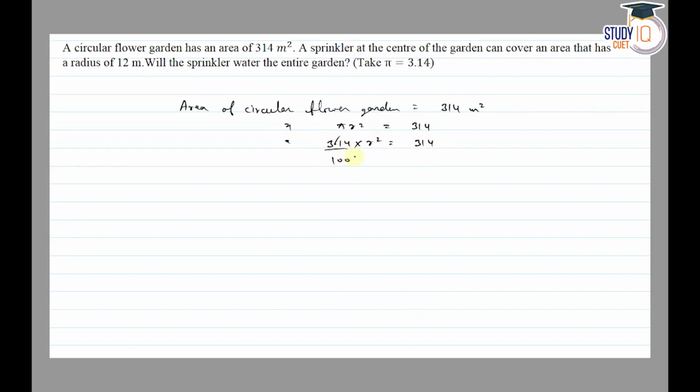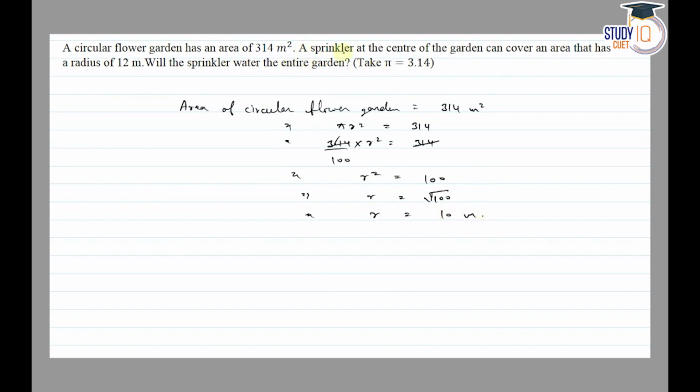सो डेसिमल में उठाएंगे तो अपॉन 100. 314 से 314 कैंसिल आउट हो जाएगा. सो बाई क्रॉस मल्टीप्लीकेशन r square is equal to 100. So r is equal to root over 100. Root 100 की वैल्यू जाएगी 10 meter.